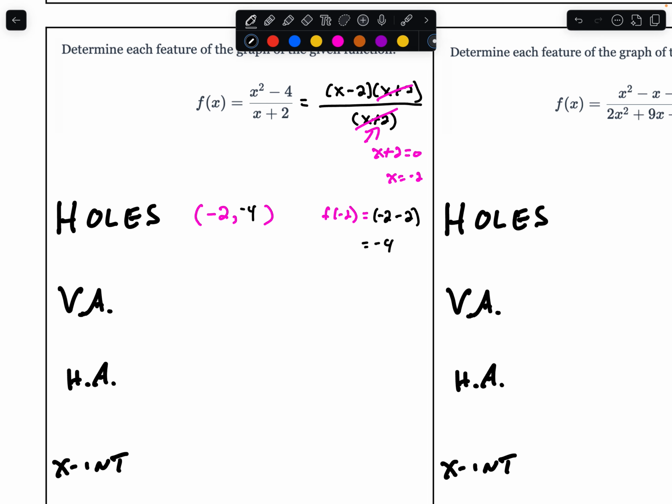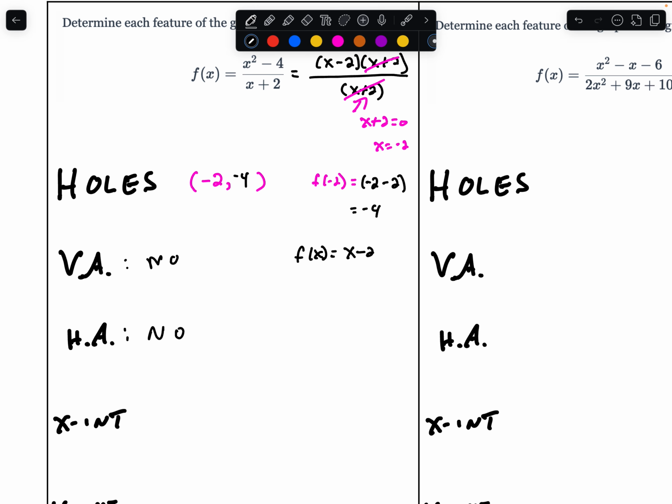So now we know that our function f of x is really just x minus 2, because everything else disappears. Is there a vertical asymptote in this function? The answer is no, because it's just a linear function now. Is there a horizontal asymptote in this function? The answer is no.